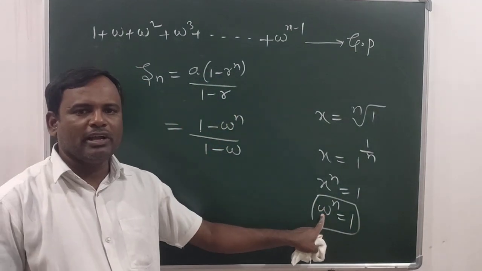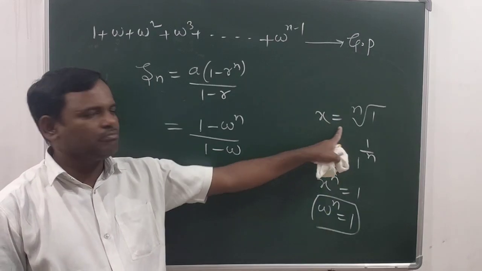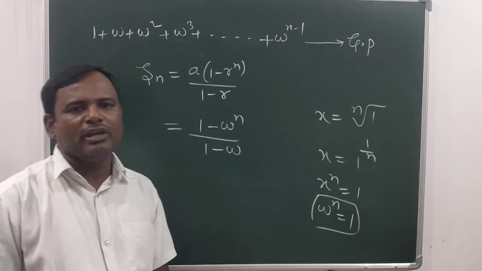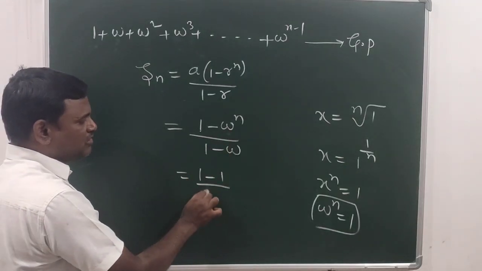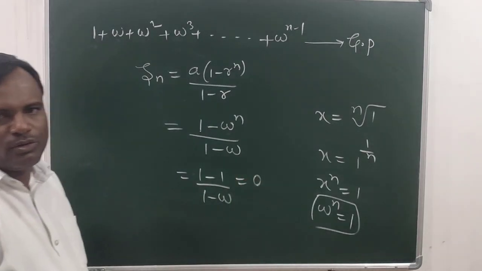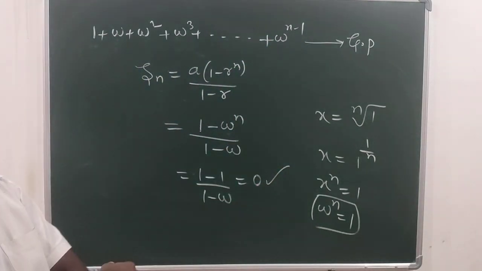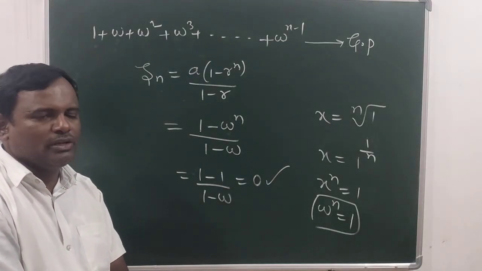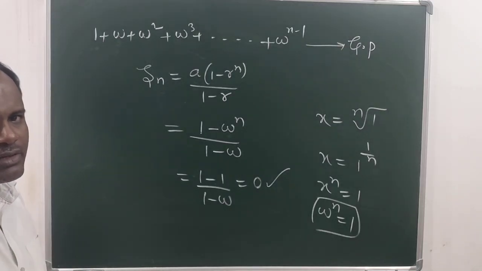Why have I written this omega here? I think you came to know. Omega is one of the roots of this nth root of unity. Hence I replaced x by omega so that I got omega power n equal to 1. Now write omega power n as 1. If I write 1 here, 1 minus 1 by 1 minus omega. 1 minus 1 is 0. 0 by something is 0. So on simplifying this sum, how much are you getting, students? 0. So the sum of all the roots of the nth root of unity is equal to 0. Remember this point, okay students.